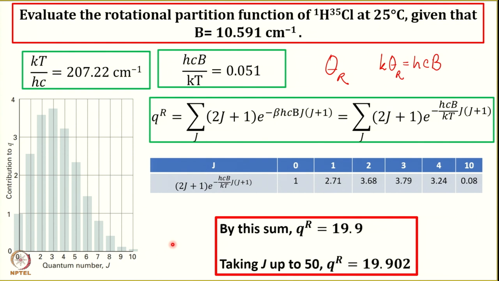All right, so in this numerical problem, what we did, we first checked whether we can ignore the temperature constraint and directly jump to the high temperature result. For that, first calculate theta r, compare that with the experimental temperature. We decided here to go by the explicit summation method, where you vary the value of j from 0 onwards. We saw that even for variation of j from 0 to 10, and then summing up all these terms, gives the rotational partition function to be 19.9. And then even if you include the other contributions up to j equal to 50, 19.9 only changes to 19.902.